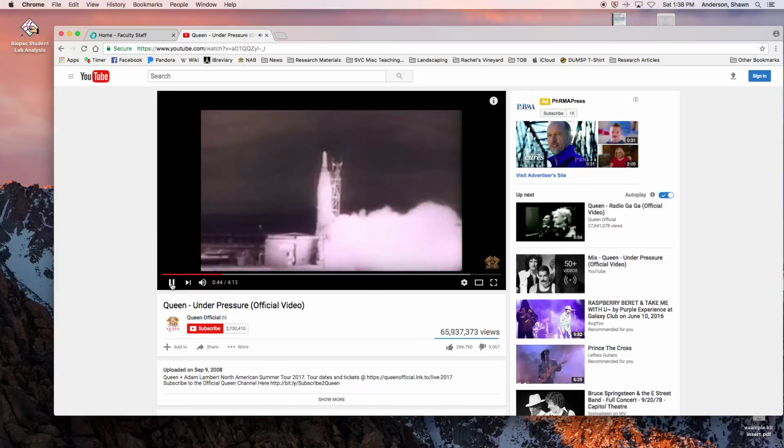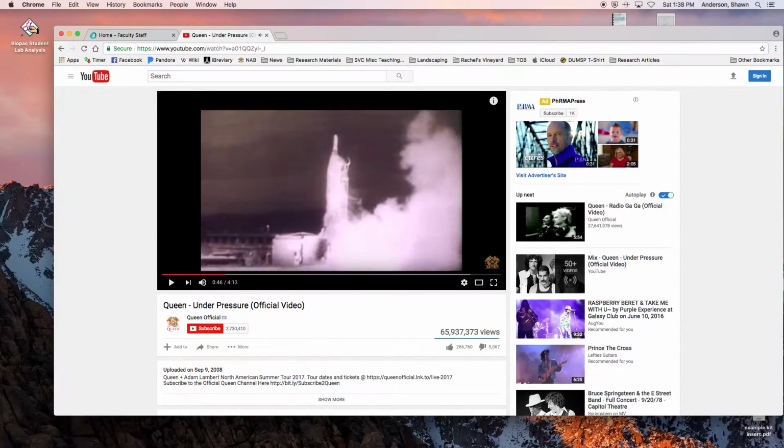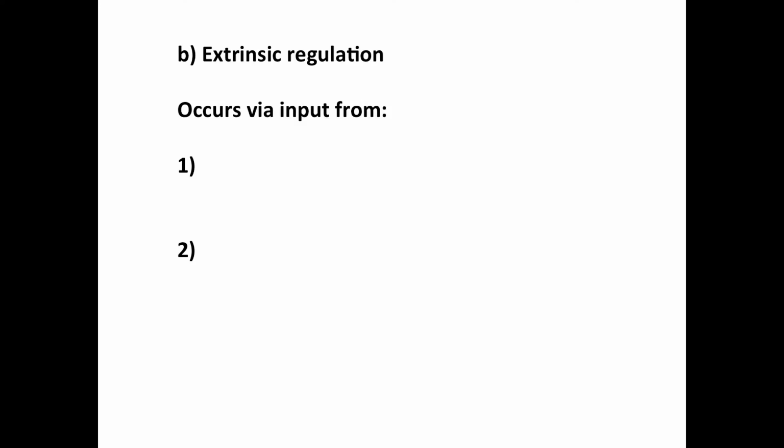So in order that we can better appreciate this, let's talk about extrinsic regulation of blood flow. Now it occurs via input from the autonomic nervous system as well as from hormones. Now, we talked about intrinsic regulation, right? Intrinsic regulation of blood flow occurs without input from autonomic nervous system or hormones. Okay, so now we're going to talk about extrinsic regulation mechanisms.